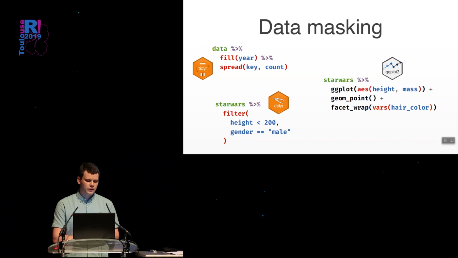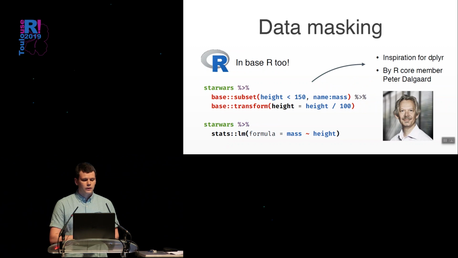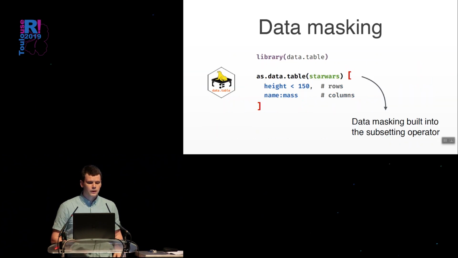We have it in tidyr, in dplyr, and in ggplot2 as well, because the aes function is a data masking function. You can refer to the data frame columns in them. It's in base R too, like the base subset and transform functions, which are actually a major source of inspiration for dplyr, written by Peter Dalgaard. The modeling formulas are data masking too. You can refer to data frame columns there. And in data.table, you have data masking built into the subsetting operator. So it's a very general feature of R.